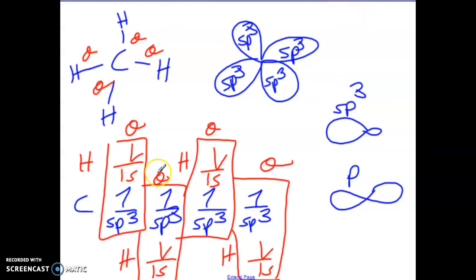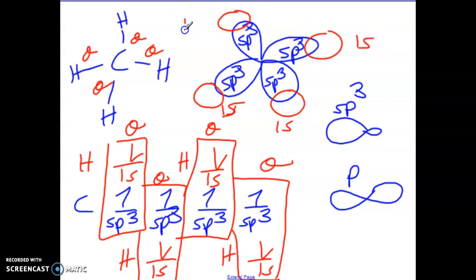So each hydrogen is a 1s. So the 1s is a sphere. So each one of those is representing our rectangle. So here's an sp3 overlapping with a 1s, and there are 4 of them. So this is carbon, hydrogen, etc.